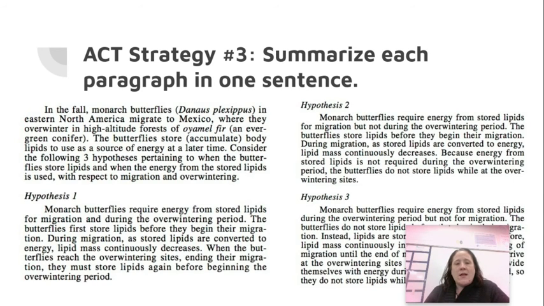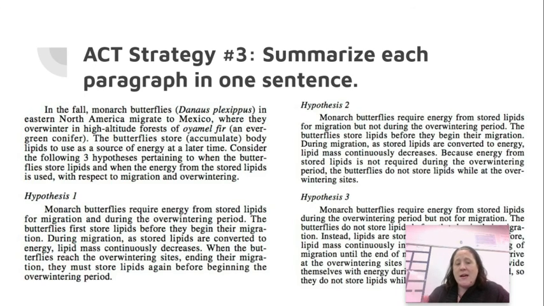So if we take this first paragraph, we could read it. In the fall, monarch butterflies in eastern North America migrate to Mexico, where they overwinter in high altitude forests of Oyamel fir, an evergreen conifer. Now, I don't care that it's a conifer. While that is important for monarchs, in this setting, it is not as important. So we're talking about the fall, okay? In the fall, monarch butterflies migrate to Mexico. So this is probably going to be about where they spend the winter.